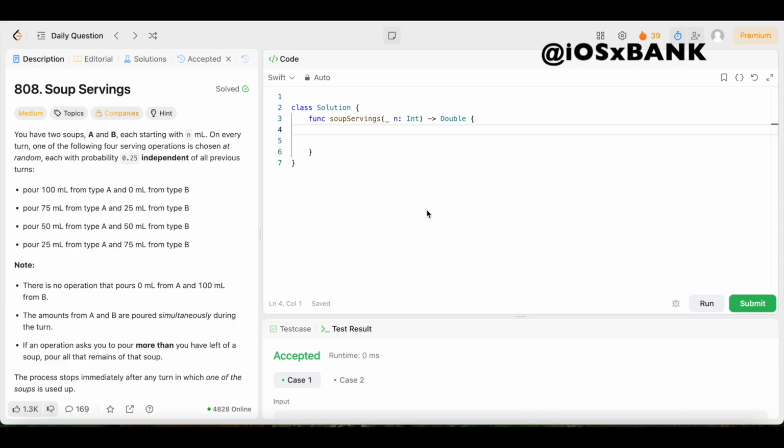All right, y'all, we're back again. Another day, another LeetCode problem where we're doing daily LeetCode problems. And today we have question number 808, Soup Servings. The difficulty level is medium, but don't worry, because you already know we're going to keep the solution as simple and easy to understand as possible.